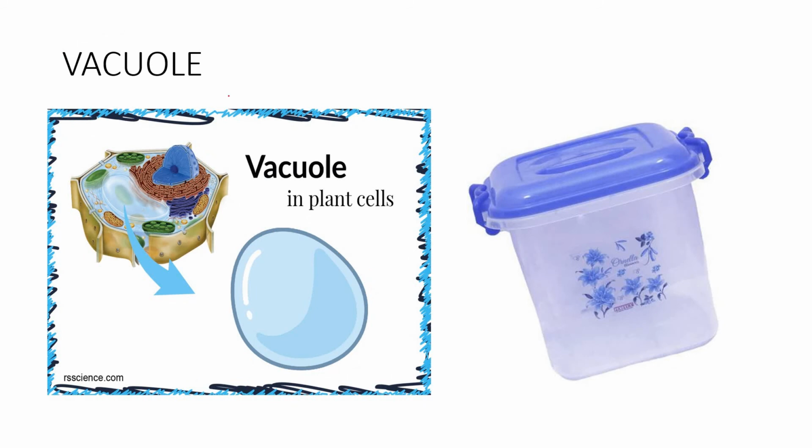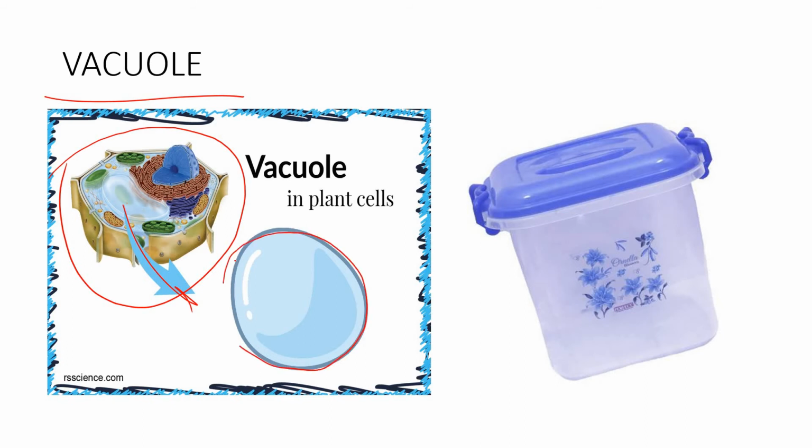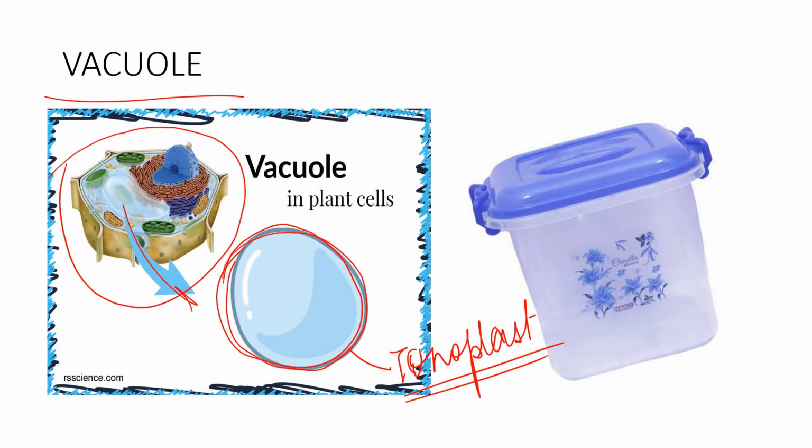Next, let's go ahead to vacuole. Now, what are vacuoles? These are sac-like structures enclosed by a membrane called the tonoplast. So you see, this is a cell and you have the vacuole. This is the vacuole, and the outer covering of vacuole is called the tonoplast. Always remember this. If a question comes that what is a tonoplast, then you will say that the outer covering of vacuole is called the tonoplast, and it is a sac-like structure.